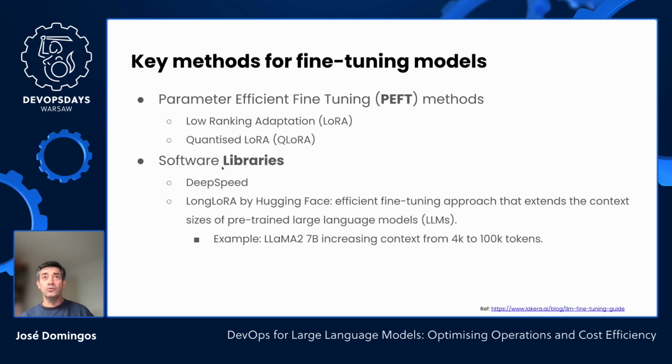Two software libraries have come recently and have made a huge contribution in this space: DeepSpeed from Microsoft, and LongLoRA from Hugging Face. And you know, there are multiple techniques, but primarily these two methods, LoRA and quantized LoRA, with its improved mathematical capability, are where most of the work is happening in terms of fine tuning.